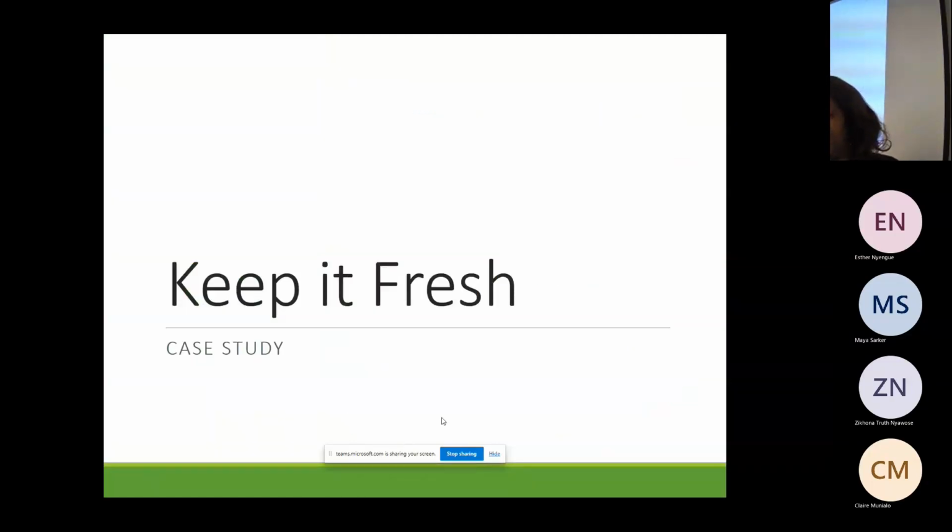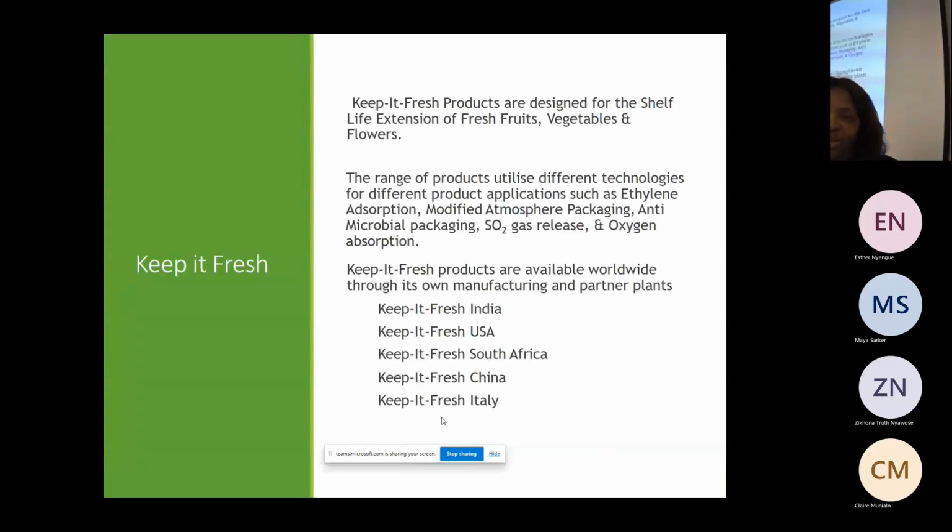So I'm going to look at this case study, of the company called Keep It Fresh, which has been incorporated into packaging and into extending shelf life. And this company has actually worked in different areas, which is the UK, South Africa, Asian countries, and even in America. So it's a global example of where they've come up with technologies to improve the quality of the produce.